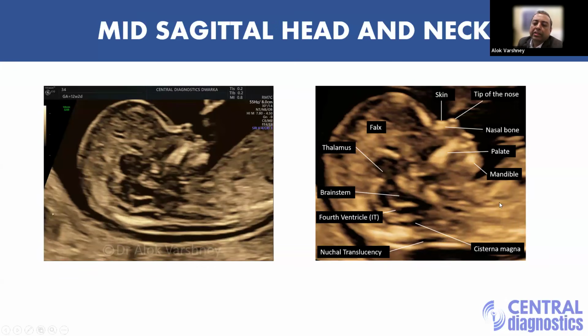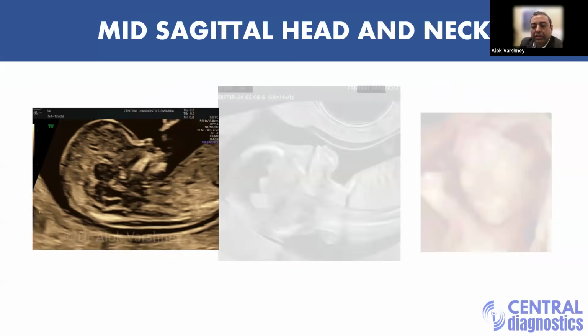So these are the various anatomic structures that we can identify. We can identify the tip of the nose, the nasal bone, the palate, the mandible, and the echogenic forks, because we are not seeing the ventricles or the choroid plexus here. This is the thalamus or the diencephalon. That hypoechoic structure is the brainstem, and posterior to it is the fourth ventricle, and behind this is the cisterna magna, and this is the nuchal translucency, as everybody is aware.